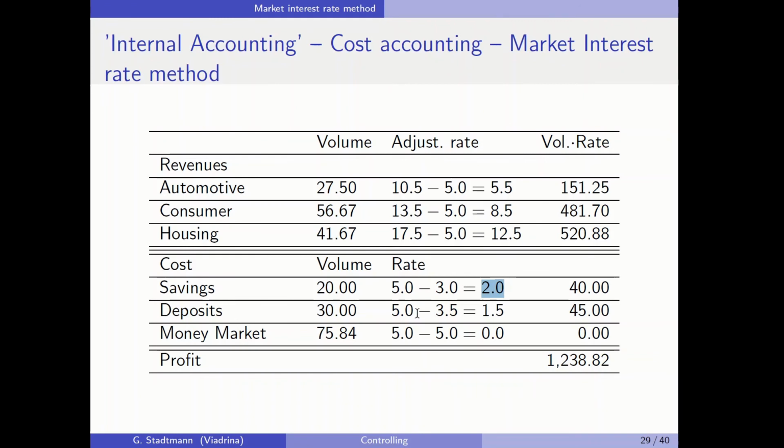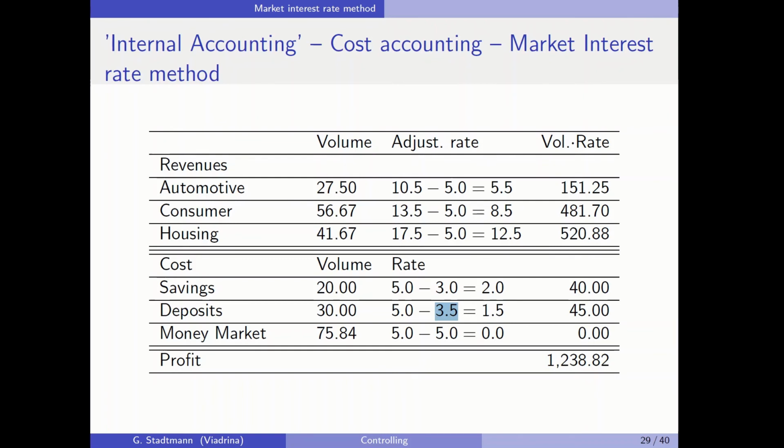Also, with respect to the time deposits, it's a case that the bank receives the liquidity from private households or companies at the interest rate of 3.5%, but they can sell the liquidity at the money market of 5%. So here the profit margin is 1.5%, and this is the contribution to profit, the volume times the profit margin.